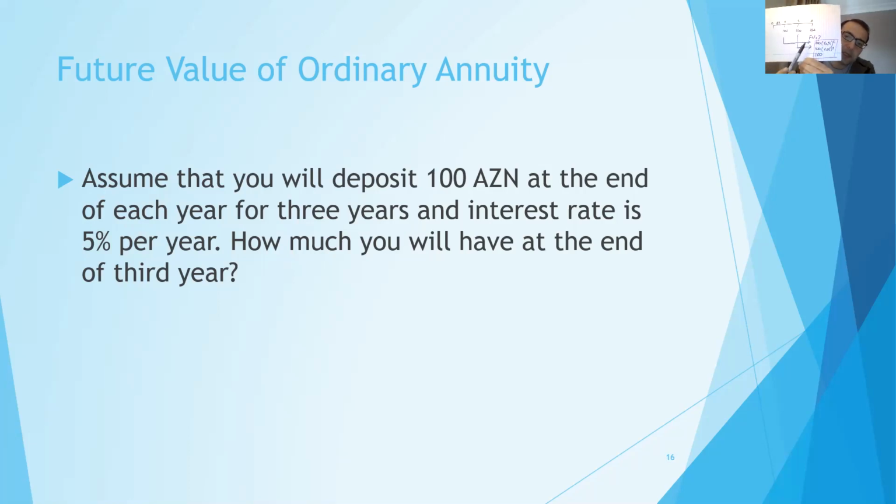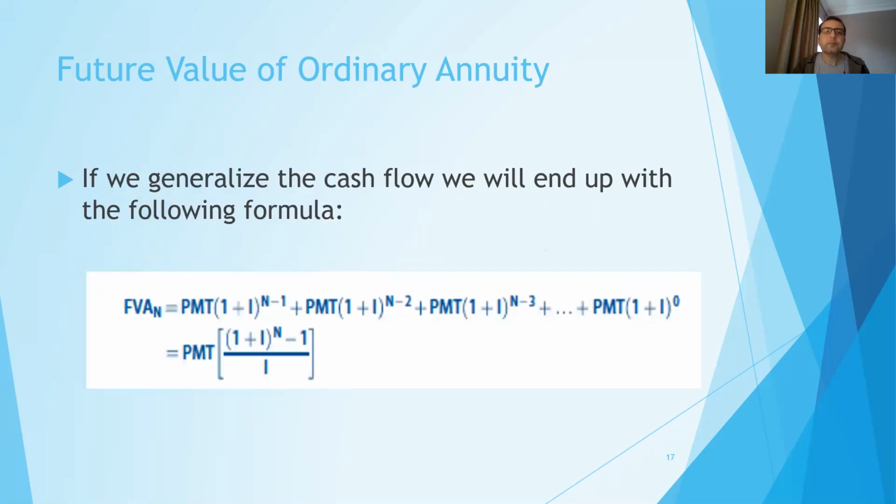So as you have seen, when you add them all, you can find the future value of this cash flow. Of course, if it's 3 years, it's easy to do it manually, one by one. But if it is, let's say, 20 years, it's not easy to do it for 20 years. It takes time. So in this case, we need to use the formula, right? We can generalize this cash flow and end up with the given formula.